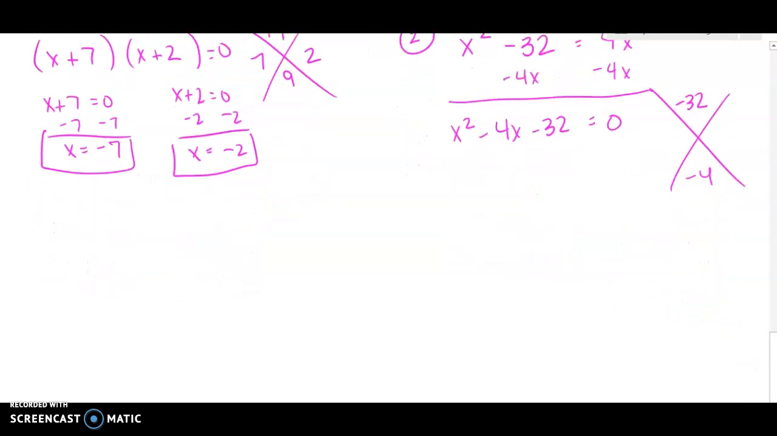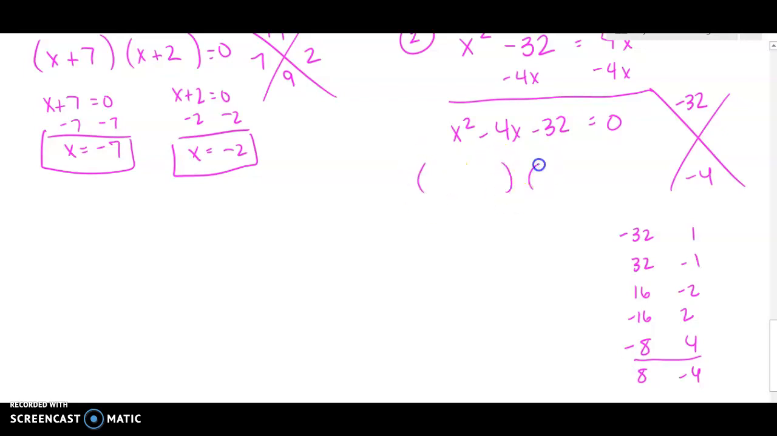So think about all the numbers that multiply to be negative 32. You've got negative 32 and 1, 32 and negative 1. You've got like 16 times negative 2, negative 16 times 2. If you can't think of stuff, use your calculator. The numbers that are going to work, though, is 8 times 4, negative 8 times 4, and 8 times negative 4. The numbers that are going to add up to be negative 4, though, are negative 8 and negative 4.